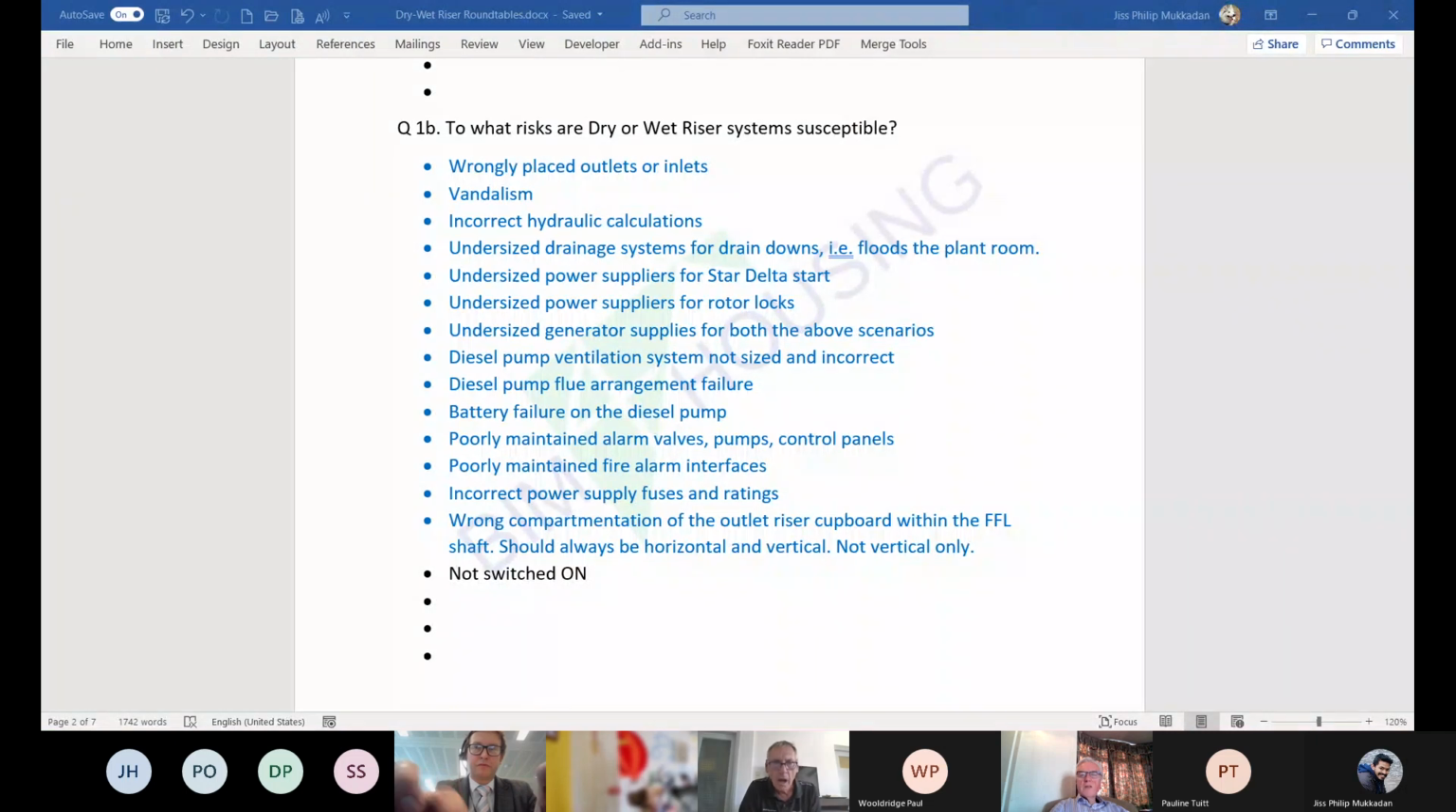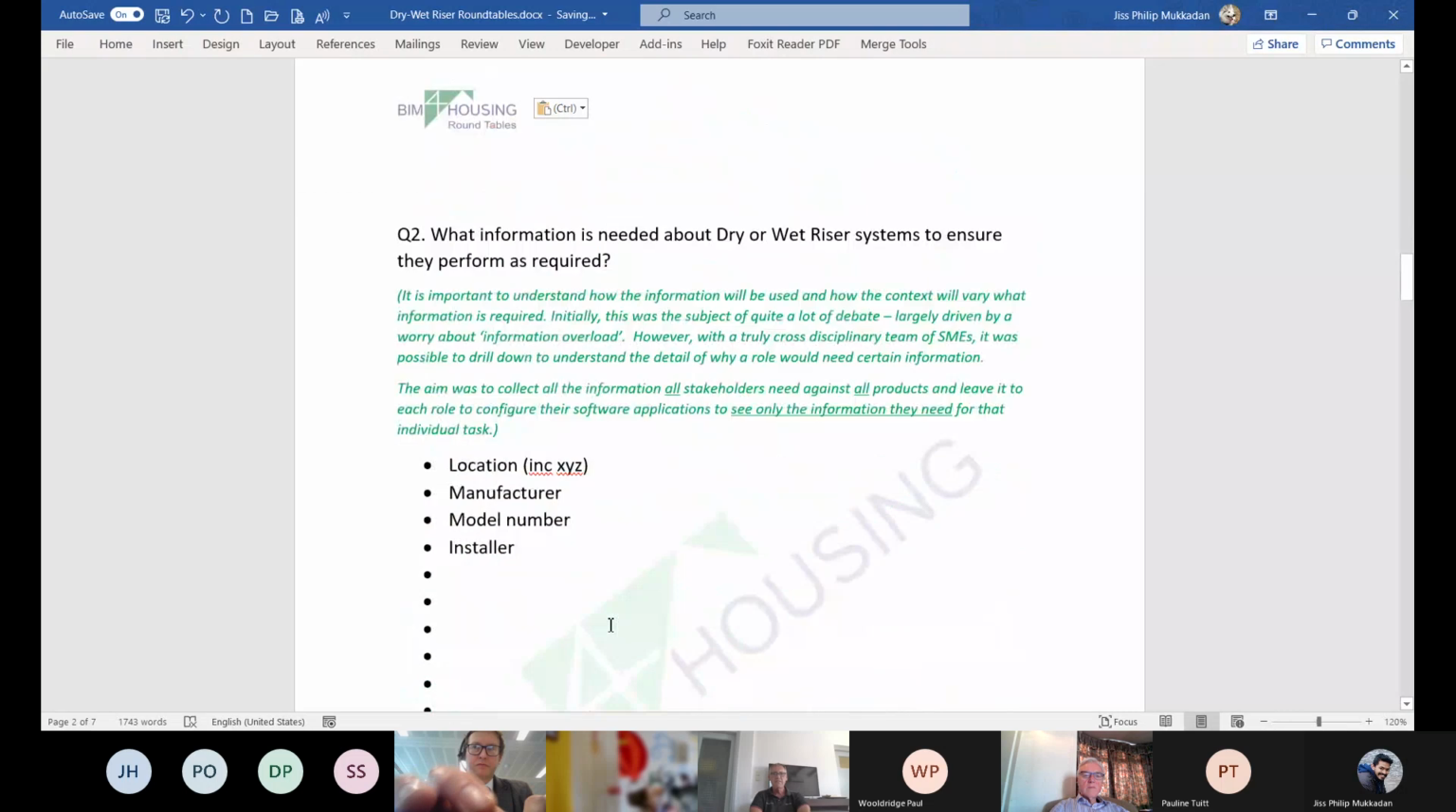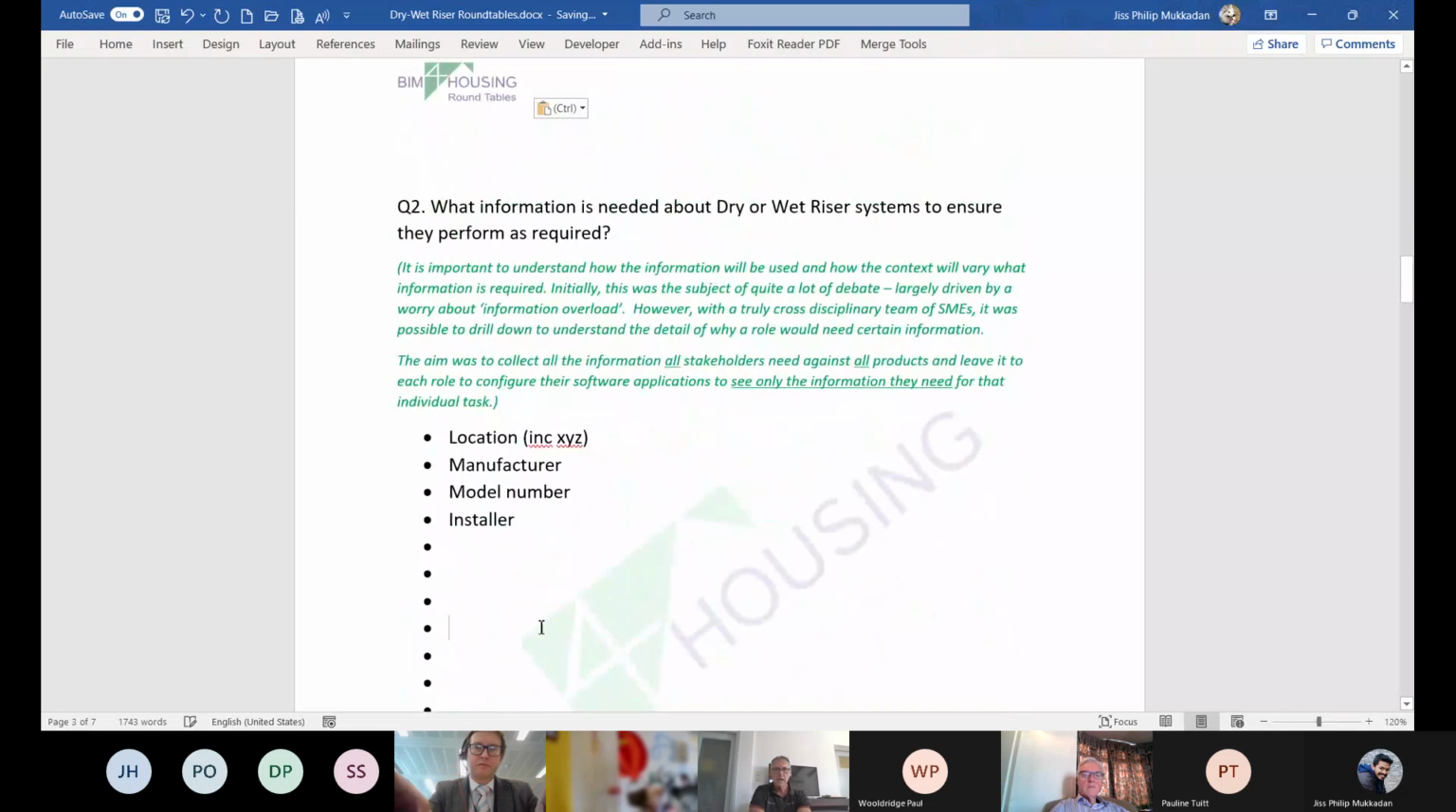Okay, let's press on, Richard. Okay, that's great then. So I'll assume that's question 1B sorted. Move down to question 2, which is about what information we require to ensure that a dry or wet riser system performs as required. We've got the basic information in there, as we know. What else do we need to know?